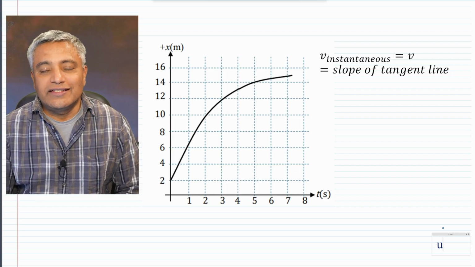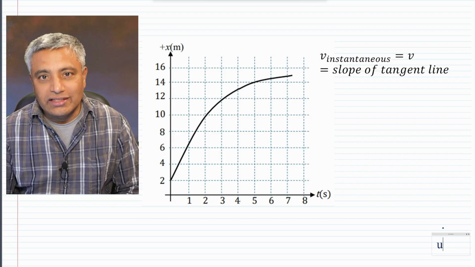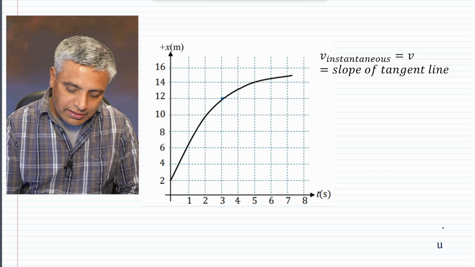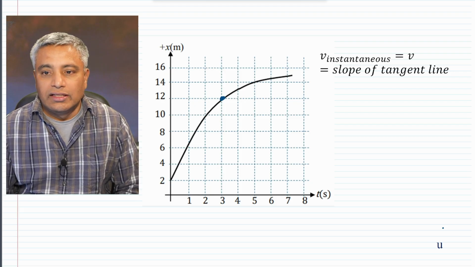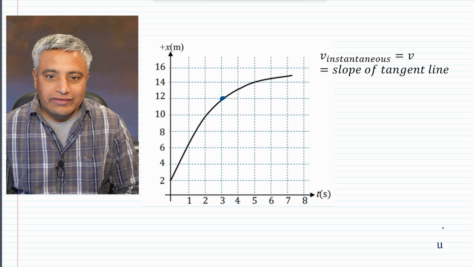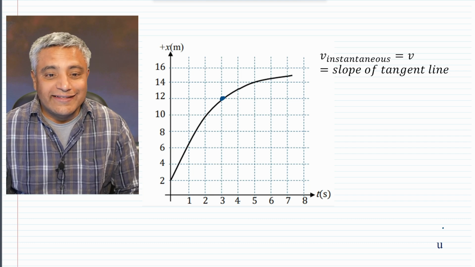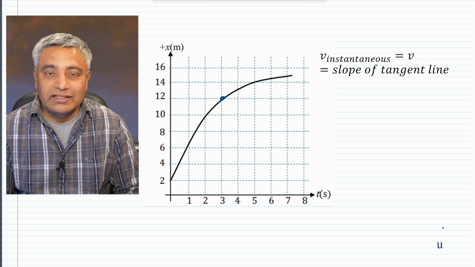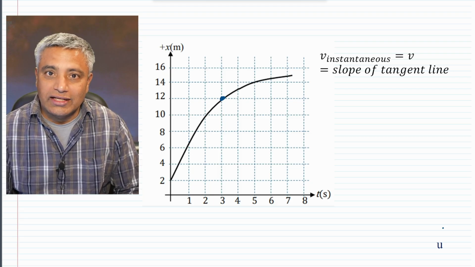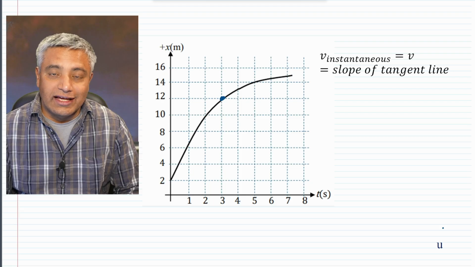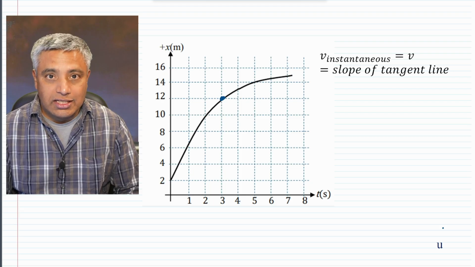To find the instantaneous velocity at a specific moment, in this case, let's say at 3 seconds, we draw a tangent line to the position-time graph right at that point. A tangent line is a line that just touches the curve at that one point. It's kind of tough to draw that because there can be several lines just passing through one point, but the tangent line cannot cross the curve.